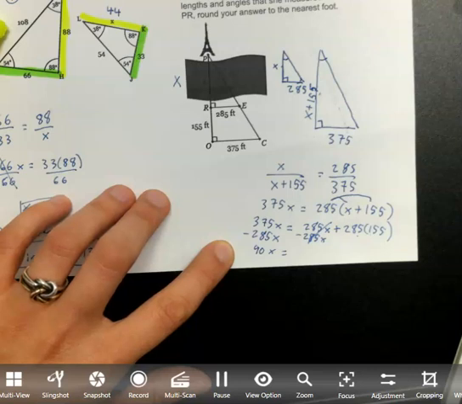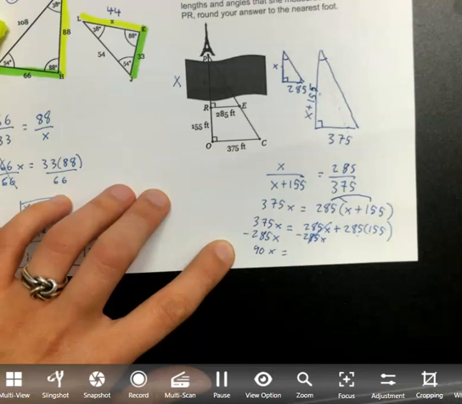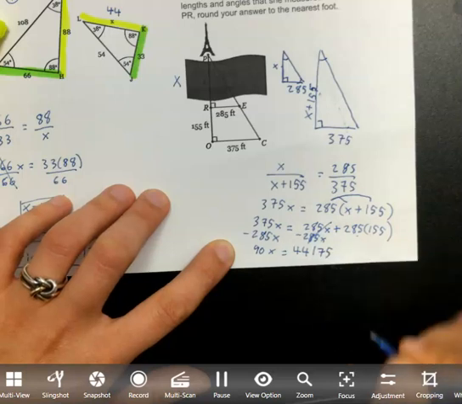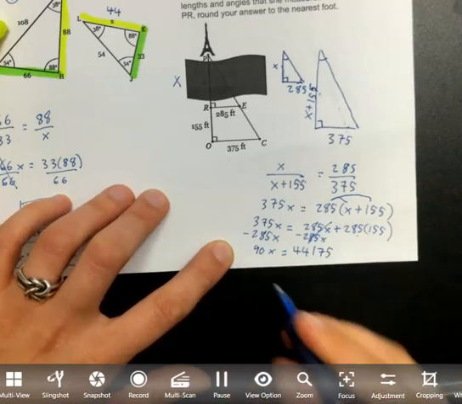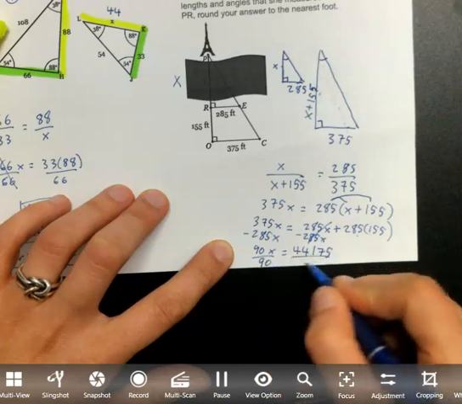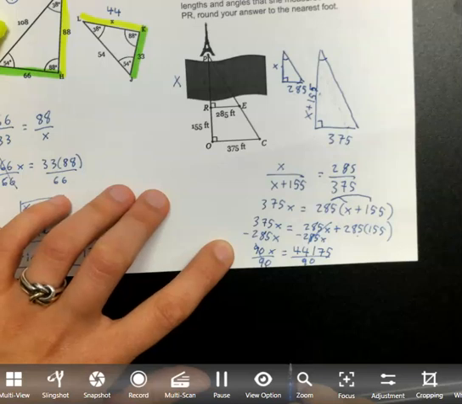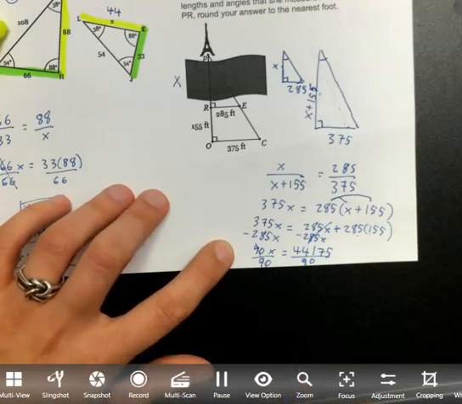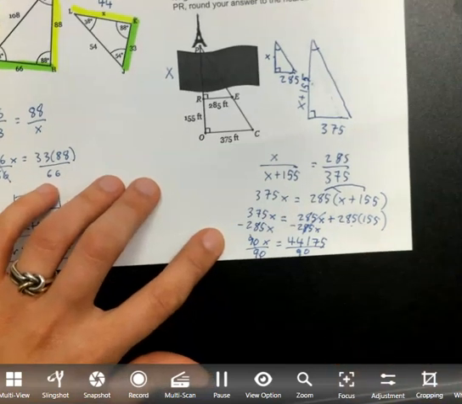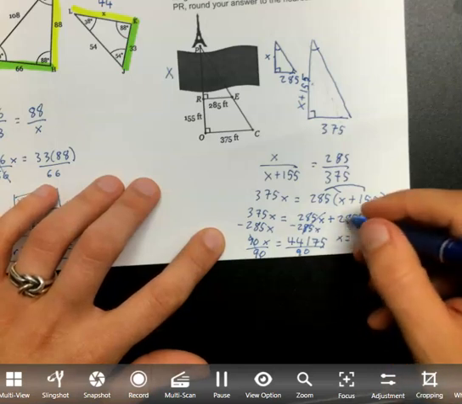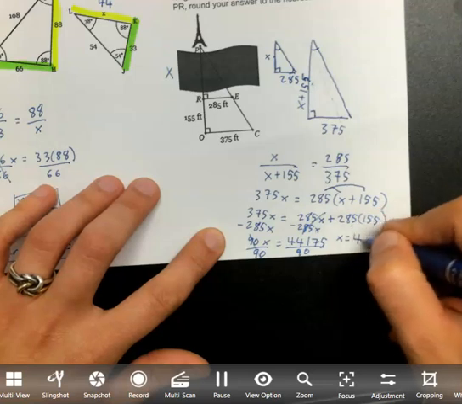I need my calculator. Ooh, long number. 44175. All right, now to get x by itself, I'm going to divide by 90 on both sides. And some of you guys might be like, couldn't we just use the equation solver? Yeah, you probably could have. It's just not always going to be there though. So now when I divide by 90, I put this in my calculator. I get x is equal to 490.83.